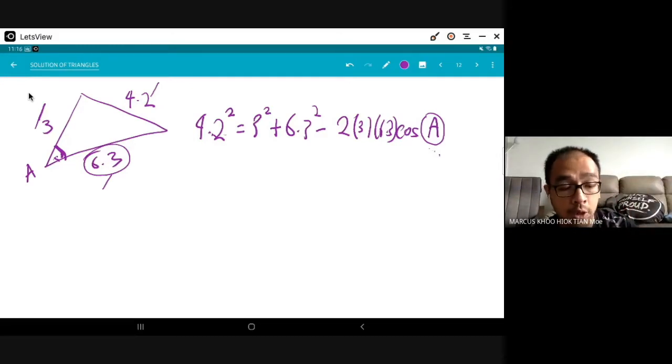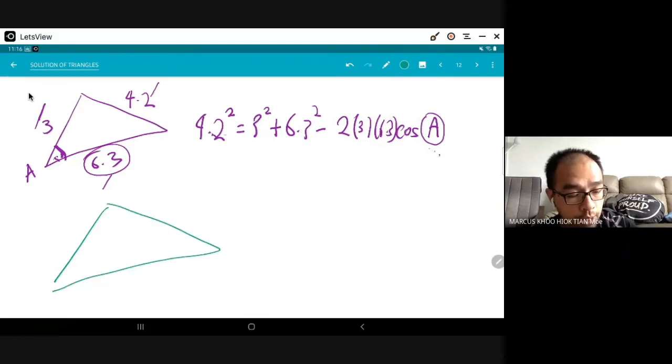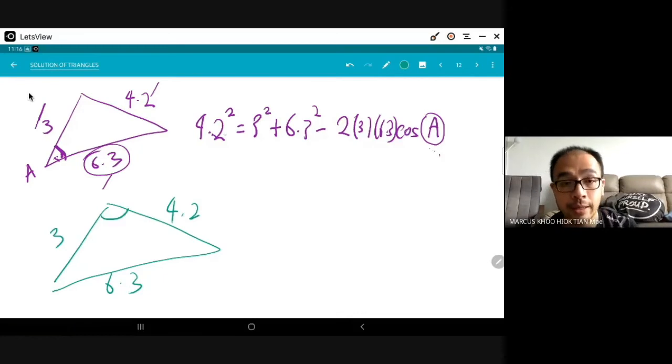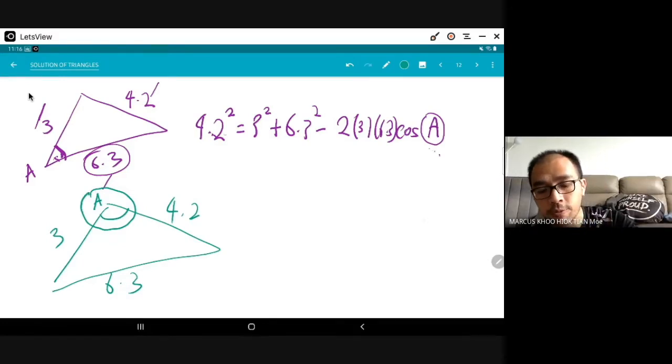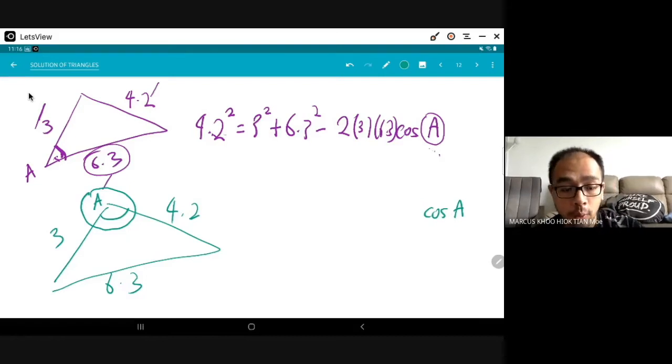Okay, let's try another one. I'm going to use the same triangle. Let me change the color. Now it's 3, 6.3, and 4.2. I want to find this angle. I'm going to call this angle A again. So if I want to find the value of this angle, definitely it has to be cos A at the back. So what is my starting point?